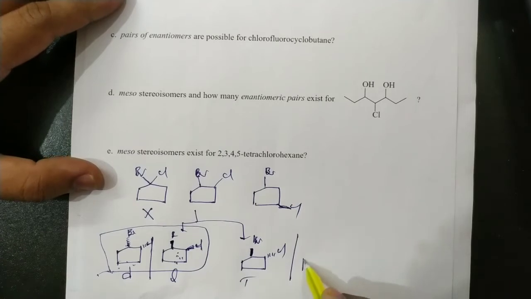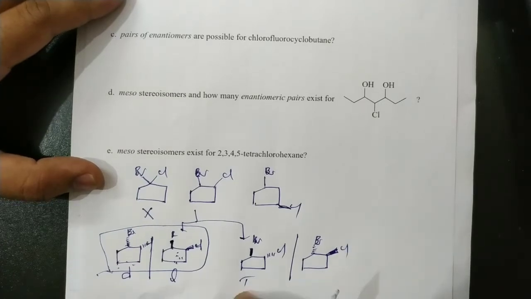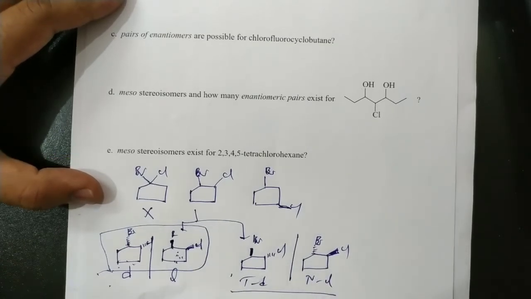Now here it's a mirror image like this. A bromine mirror image here below the plane and this chlorine above the plane. These two are the mirror images of each other. So it is a trans dextro, it is a trans levo isomer. Okay, these two are the mirror images. So here it is a second enantiomeric pair.